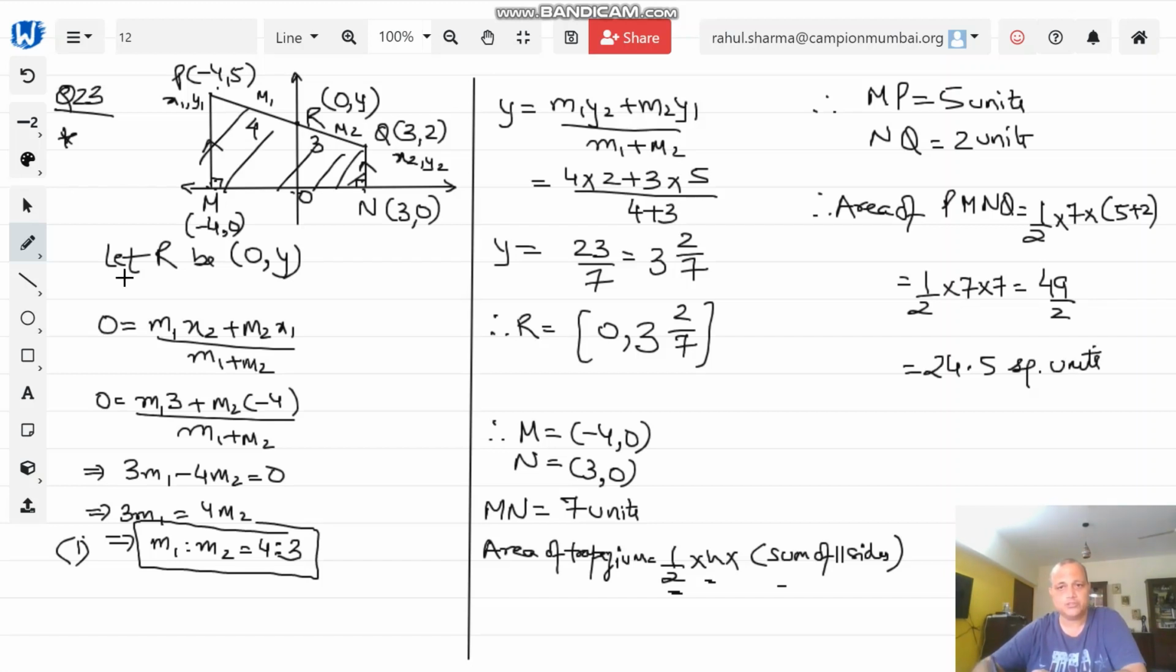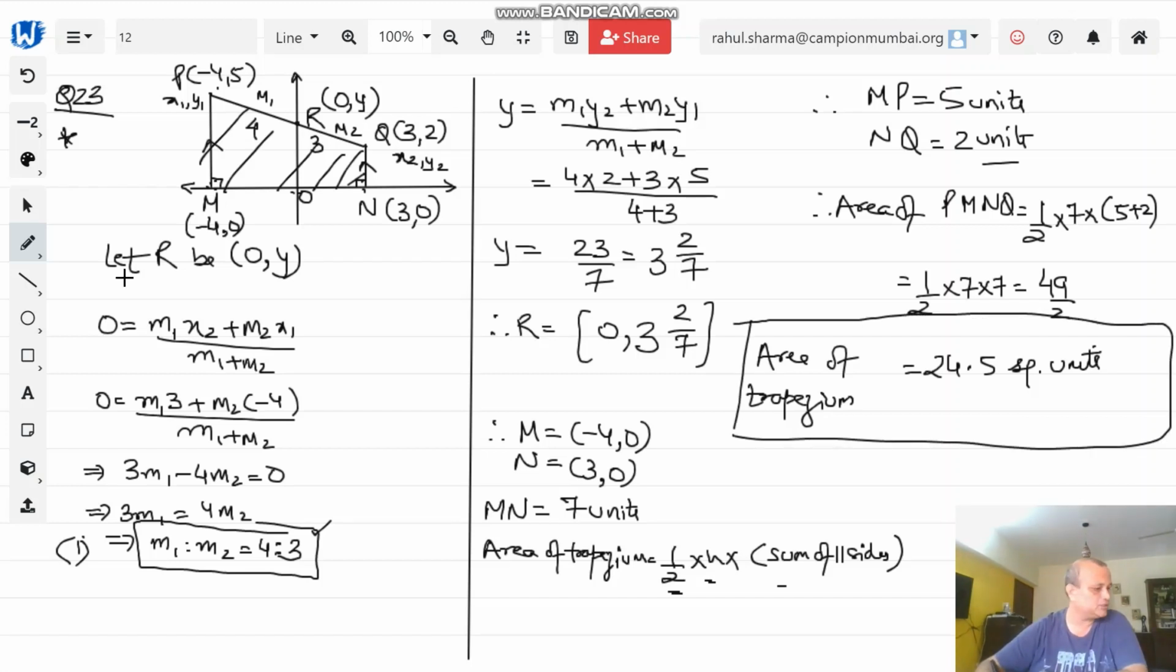So, interesting question: it requires use of distance formula, requires use of section formula, and then requires you to remember what the area of a trapezium is. Perfect. Right. That's about it. Anything else in the question? No, we figured out the ratio, we figured out the coordinates of R, and we figured out the area.